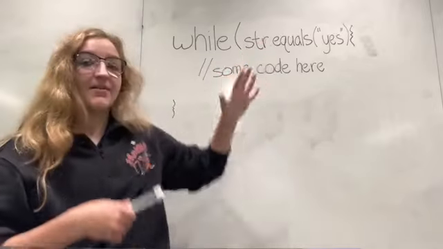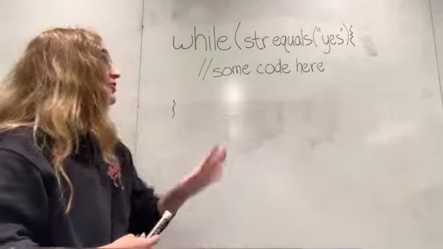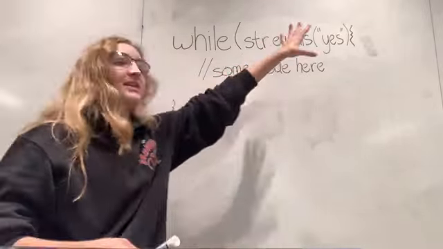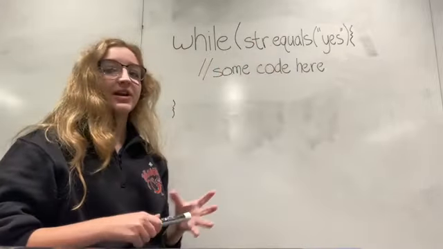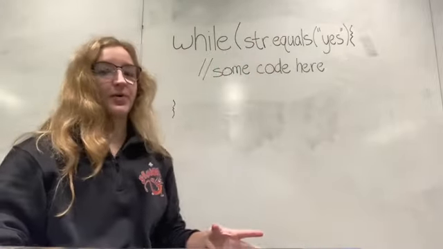And this can be kind of anything, which is the cool thing about while loops. It can be that a string equals yes, or that a boolean is false, or that a double is less than 5. So you can compare more things and do more things with the while loop.